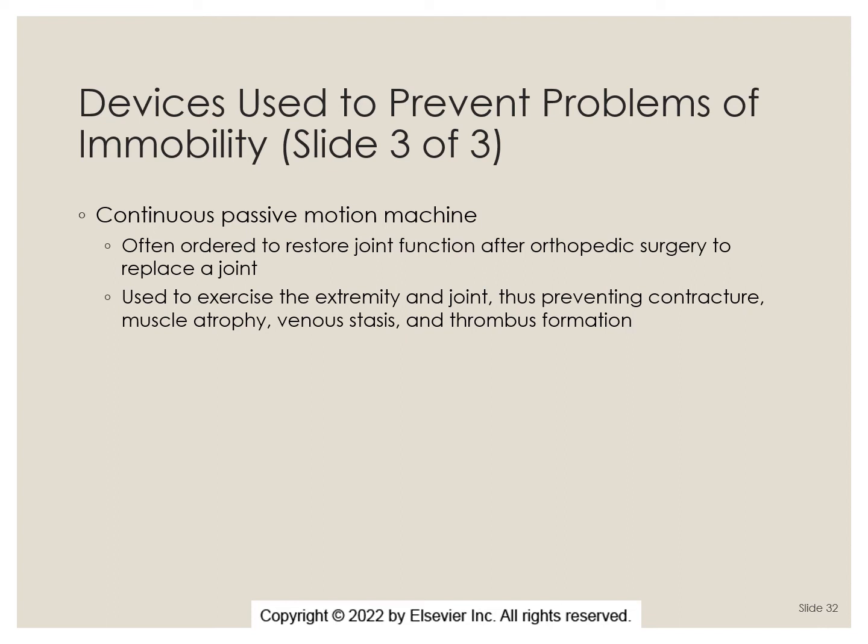After orthopedic surgery to replace a joint, continuous passive motion or CPM is often ordered to restore joint function. A purpose of the machine is to exercise the extremity of the joint, thus preventing contracture, muscle atrophy, venous stasis, and thrombus formation.